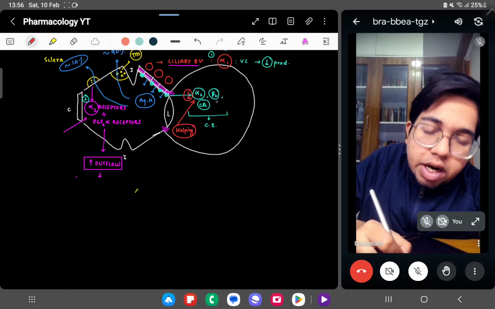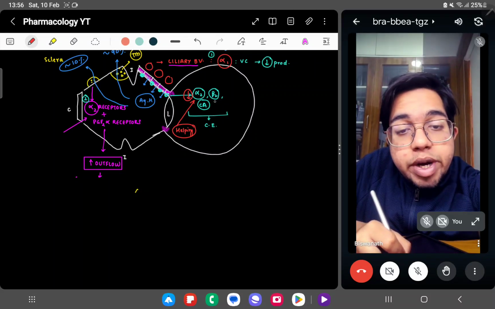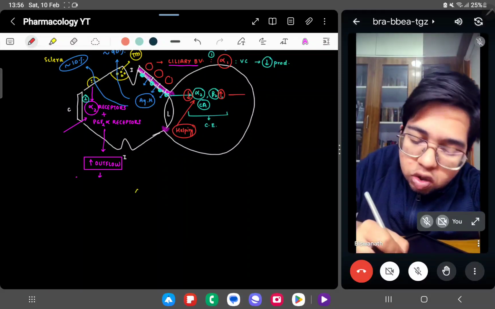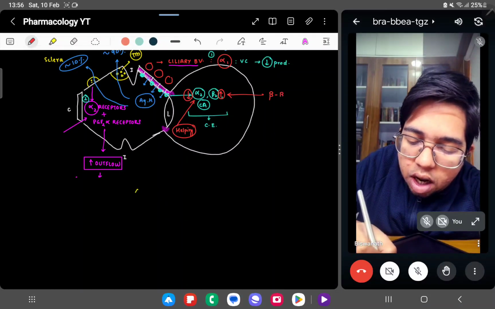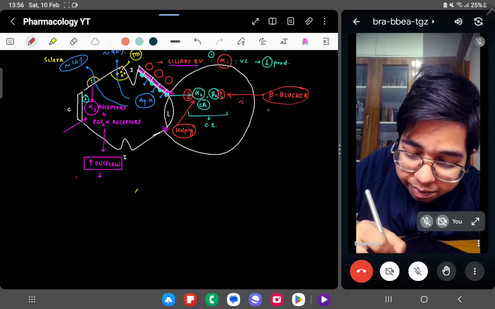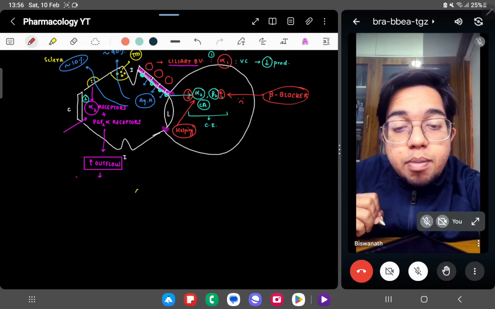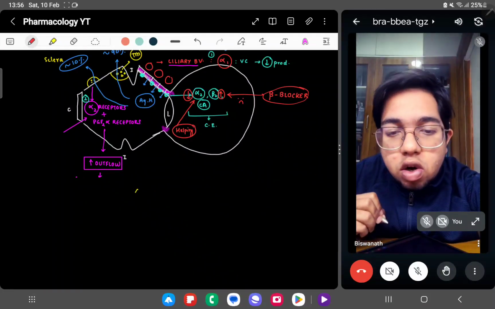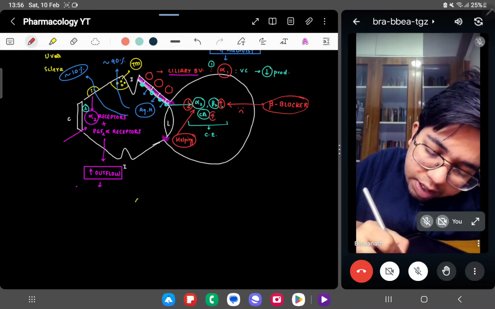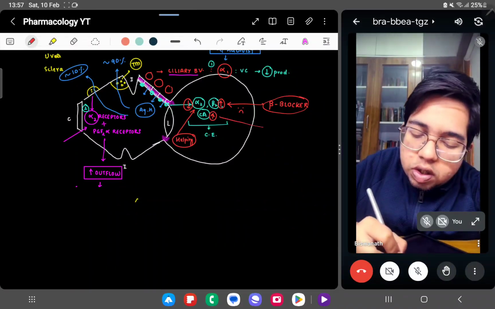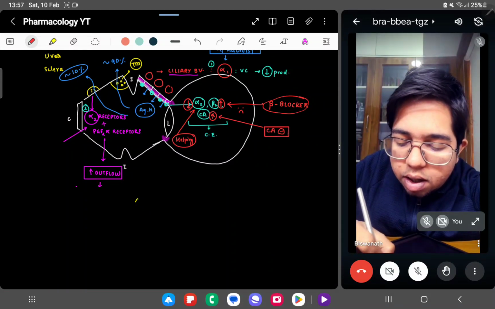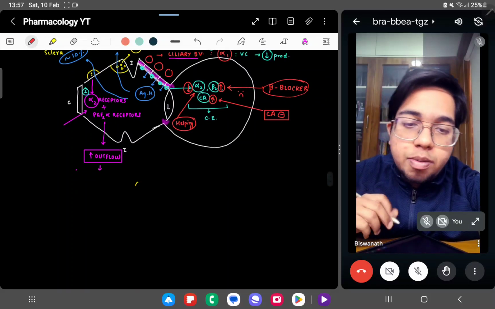Let's talk about beta 2. What is the role of beta 2? Beta 2 is increasing the aqueous secretion. So these are not helping us. So we have to give a beta blocker. These are bad. So we will give a beta blocker so as to treat the glaucoma. And the carbonic anhydrase receptors also work in the same way as beta 2. So we'll also give a carbonic anhydrase inhibitor drug so as to treat glaucoma.